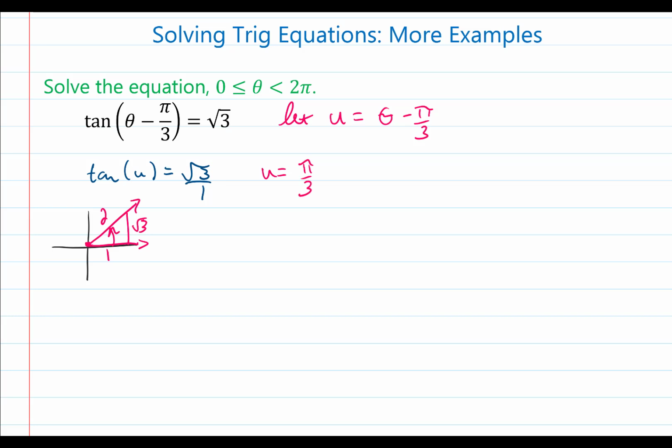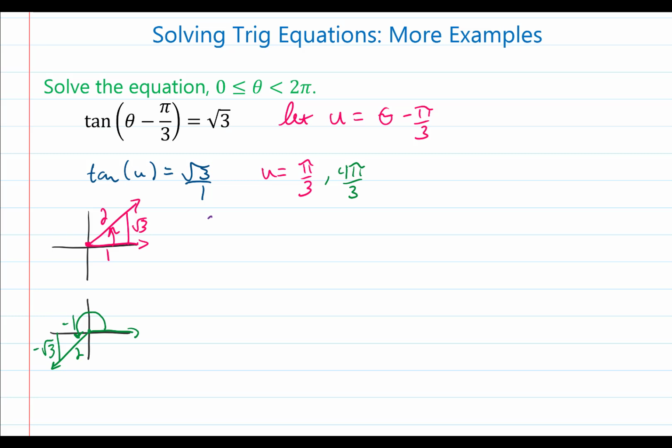The other picture would be in quadrant number 3, and it would be this picture here, where the adjacent side is negative 1, the opposite side is negative square root of 3, and the hypotenuse is positive 2. And so this is our second solution. Because that reference angle is pi over 3, we're going to take pi plus pi over 3 to get 4 pi over 3. So those are our two solutions for u. But our goal here is to find solutions for angle theta. To do this, we're going to write two general formulas, which would allow us to find as many solutions as we want, but we will focus on solutions that are from 0 to 2 pi, including 0.